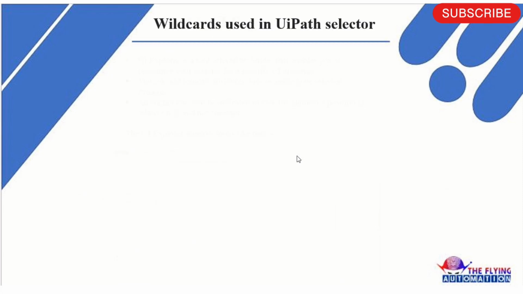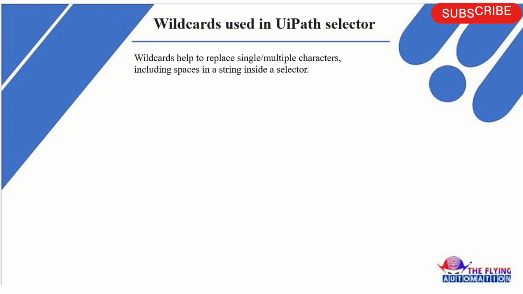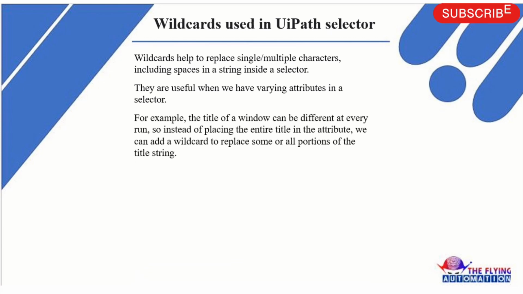So now we'll see wildcards used in UiPath. Firstly, we'll see what wildcards are. Wildcards help to replace single or multiple characters, including a space, in a string inside a selector. They are useful when we have a varying attribute in a selector. For example, the title of a window can be different on every run. So instead of placing the entire title in the attribute, we can add a wildcard to replace some or all of the portion of the title string.